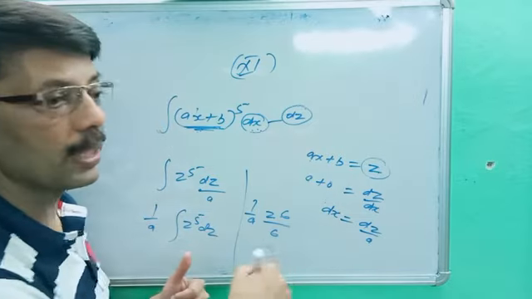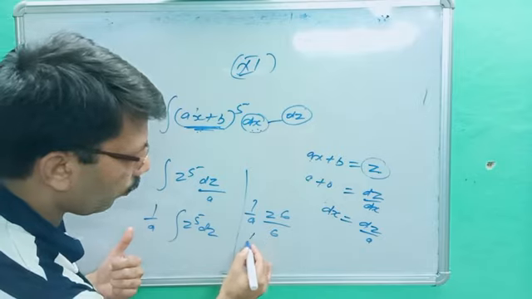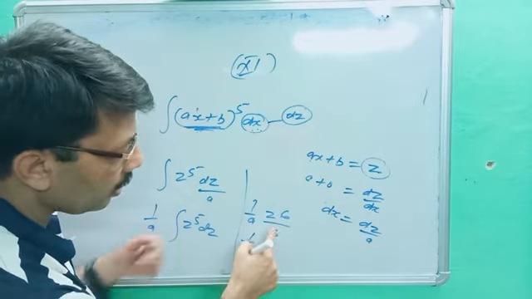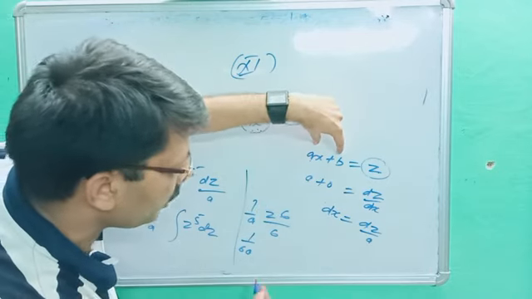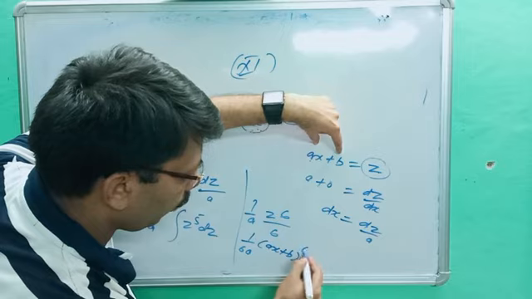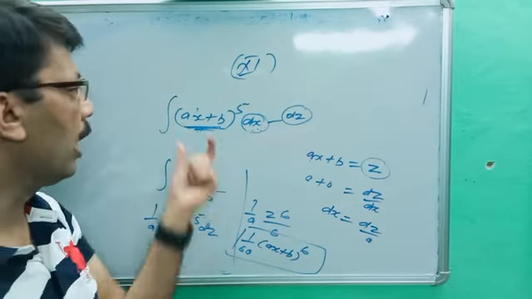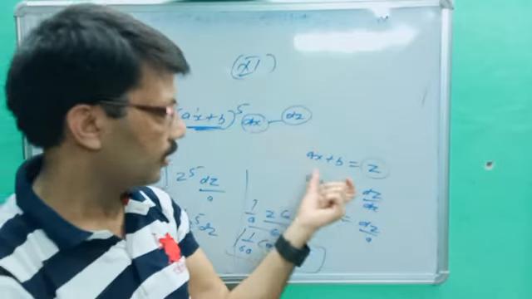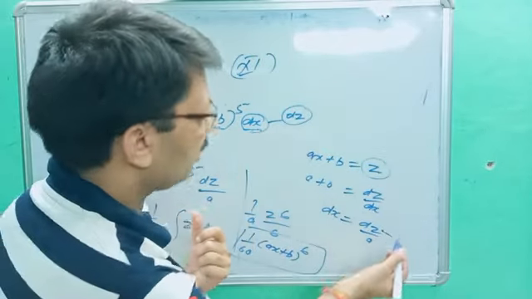You know x power n plus 1 upon n plus 1, so it becomes z power 6 upon 6. So it will be 1 upon 6a. Now retain the original quantity. What is the value of z? It is ax plus b, so the answer is 1 upon 6a times (ax plus b) whole power 6. Are you getting the point? First you substitute the quantity according to need, and then convert dx into dz.